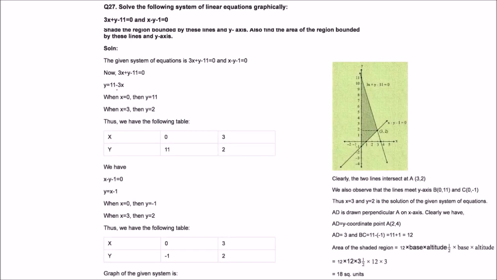Next, these two are lines. We have to shade the region bounded by these lines and the y-axis. We have to take the y-axis into consideration now. So we are now aware how we are going to make the lines. These lines you will be able to make. Now this is the y-axis. One of the lines is this one, and the other line is this one. So we are interested in this region.